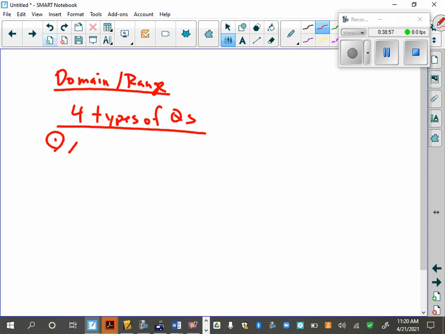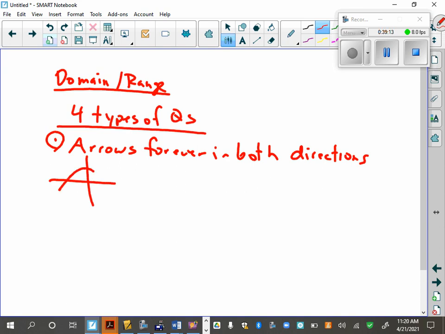Arrows forever in both directions. So you might be looking at something like this for domain, or something like this. If you have something like that, it's simply the domain equals x an element of all real numbers, or you can write that in negative infinity to infinity interval notation.